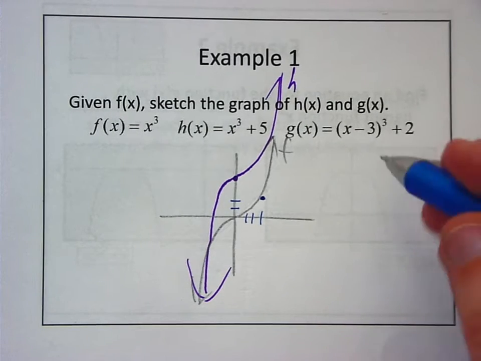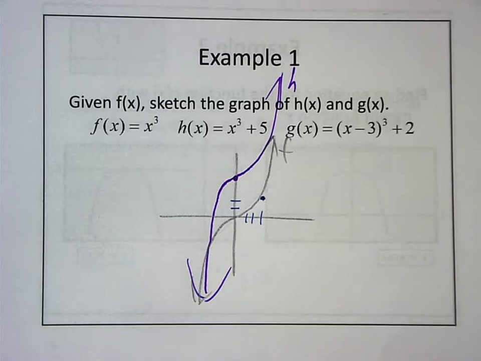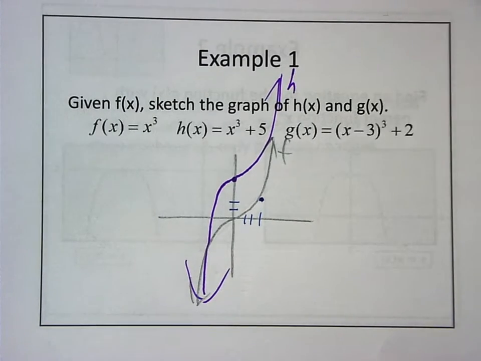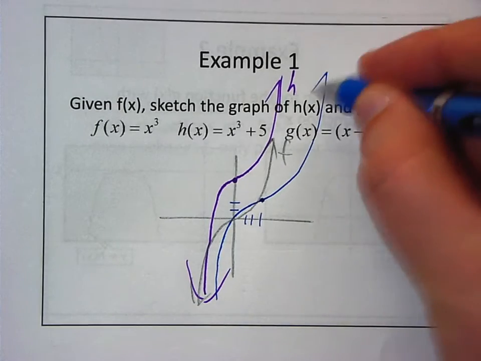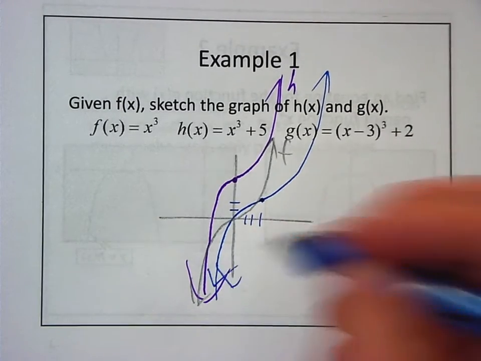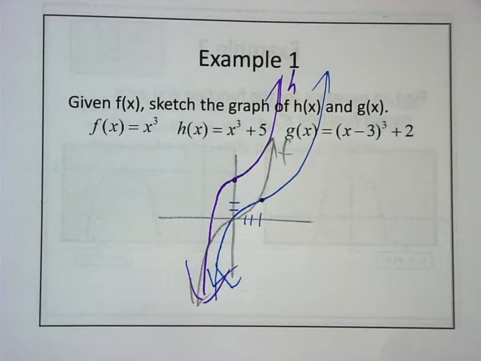So for this one, that's going to be where the point where it used to cross the origin. So now it's going to come up, go through that, and go down. Questions on that?